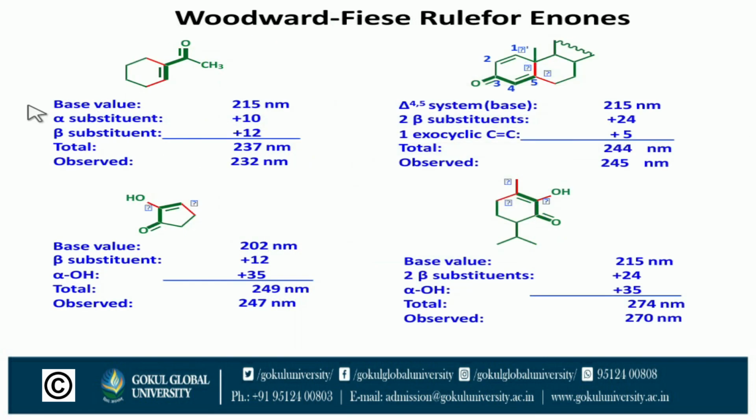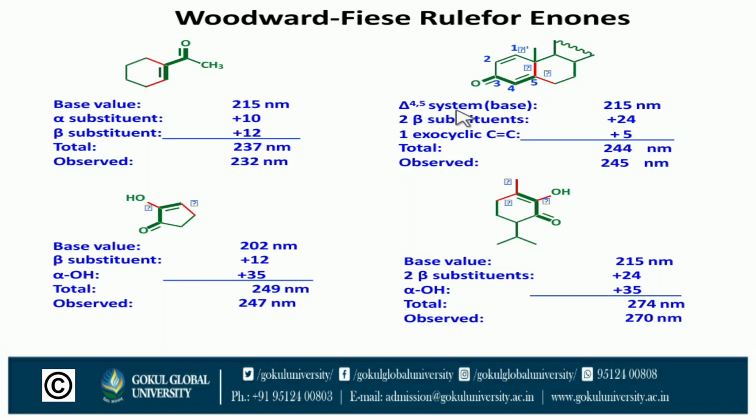Now Woodward-Fieser rules for enones. Now the base value is 250 nanometer, alpha substituent, then the value is plus 10, and the beta substituent, then the value is plus 12. Then the total is 237 nanometer, observed is 232 nanometer.